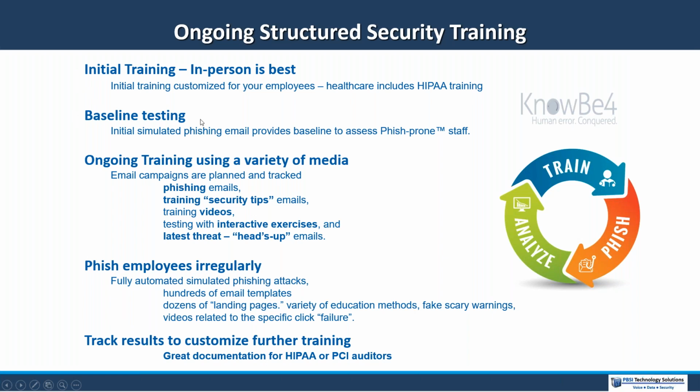Then we do baseline testing, so we send out a phishing email or multiple phishing emails to find out who the clickers are. Then you can use ongoing training, security tips, training videos, interactive exercises. The HIPAA test is something where the employee answers the questions, it scores them, it records the fact that we've done that training for every employee. So if we're exposed to a HIPAA audit or an audit by another agency, we can prove that we trained every single employee, and here they passed their tests, they got their certificates. So phish employees irregularly and train employees regularly, $3 a month.